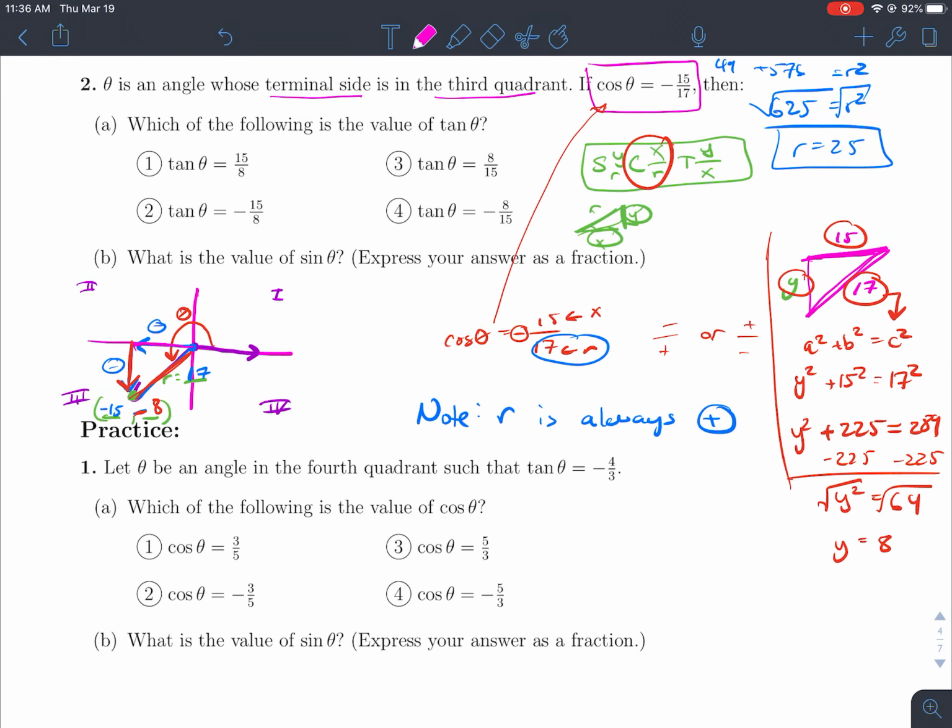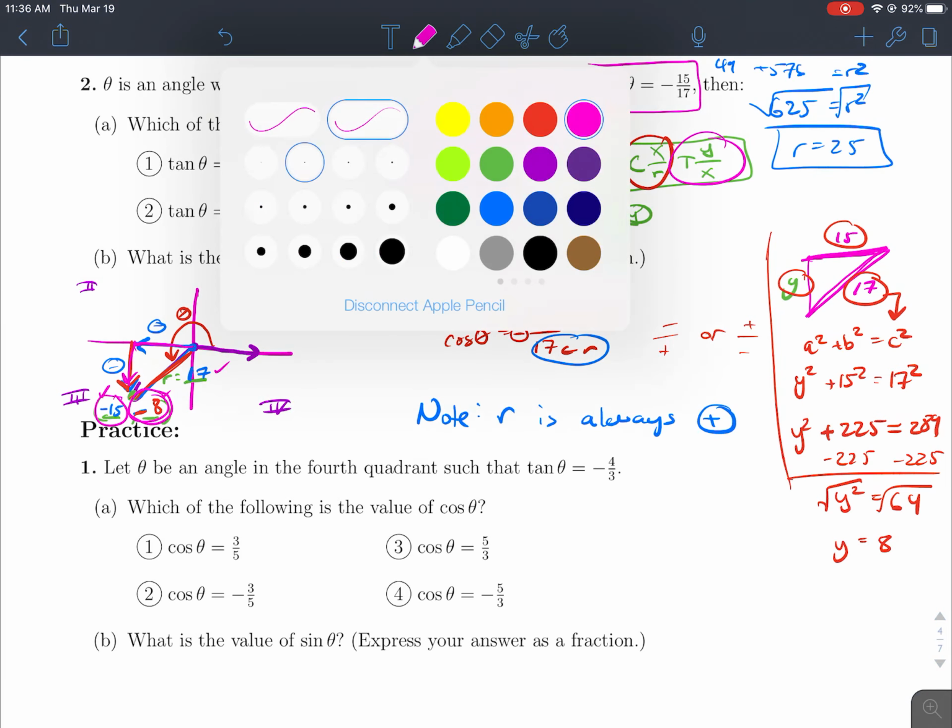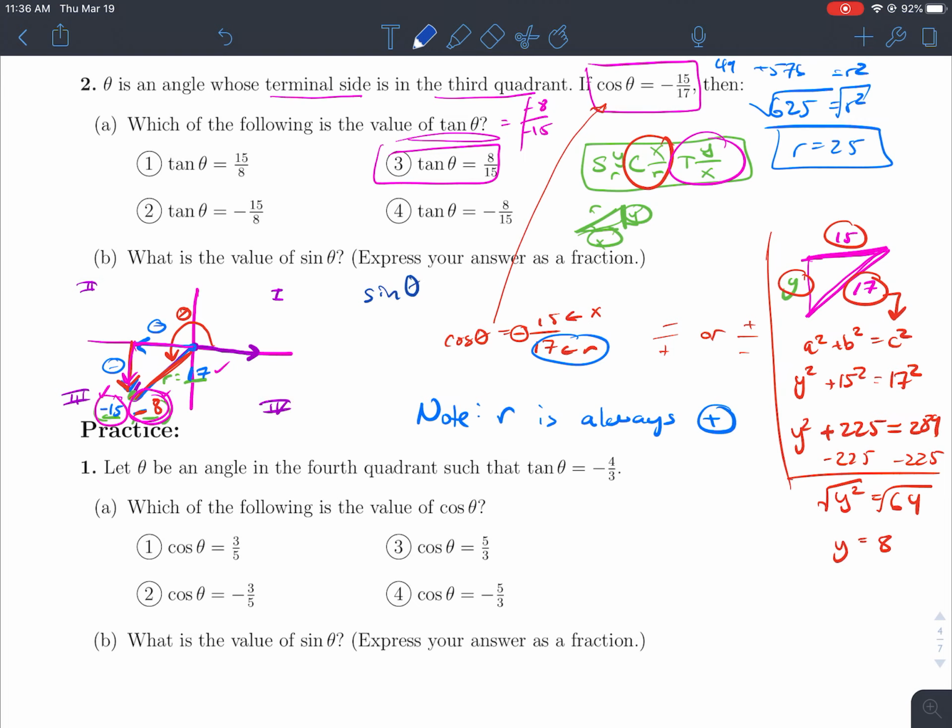So let's just check our signs one more time. We went backwards in the x direction, so negative. We went downwards in the y direction, so negative, and r is always positive, so that looks good. So which of the following is the value of tangent theta? Well, tangent is y over x. So we'll do y over x. Negative 8 over negative 15. But the negatives cancel out, making this positive 8 over 15. I should have given you guys more room for this. Sorry about that. Sine of theta is going to be y over r, so negative 8 over 17.